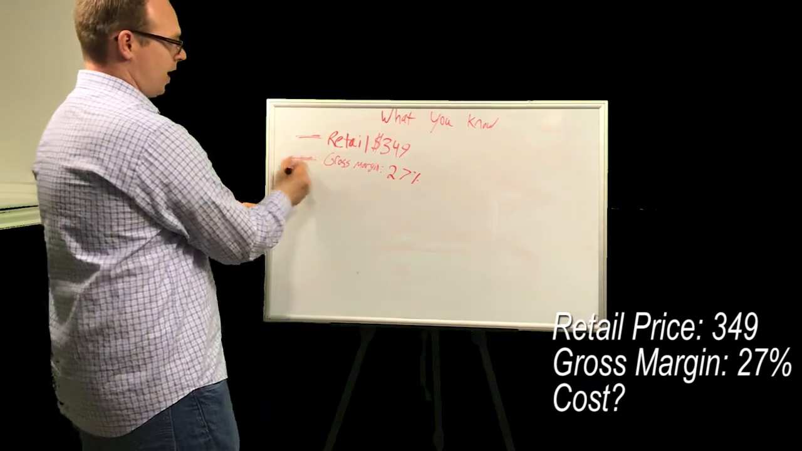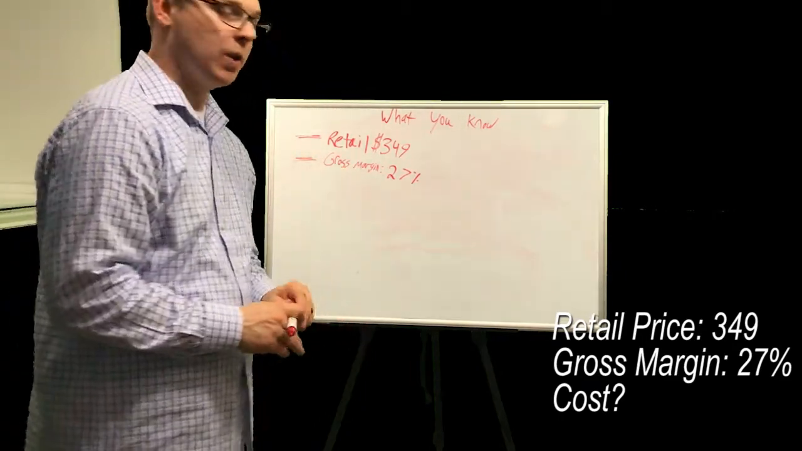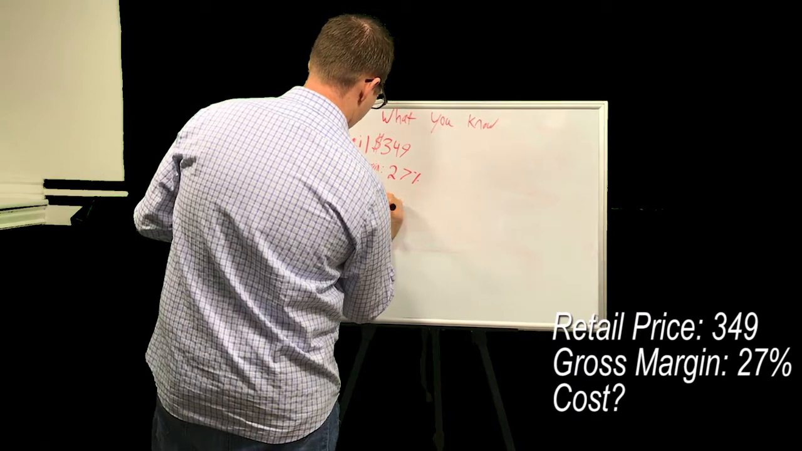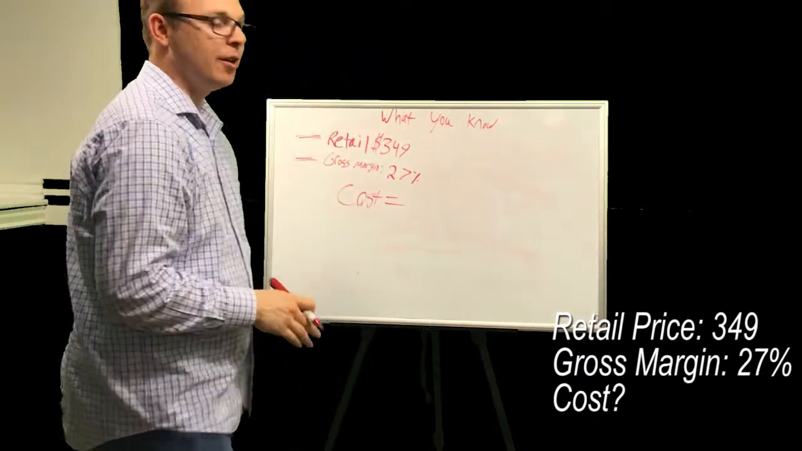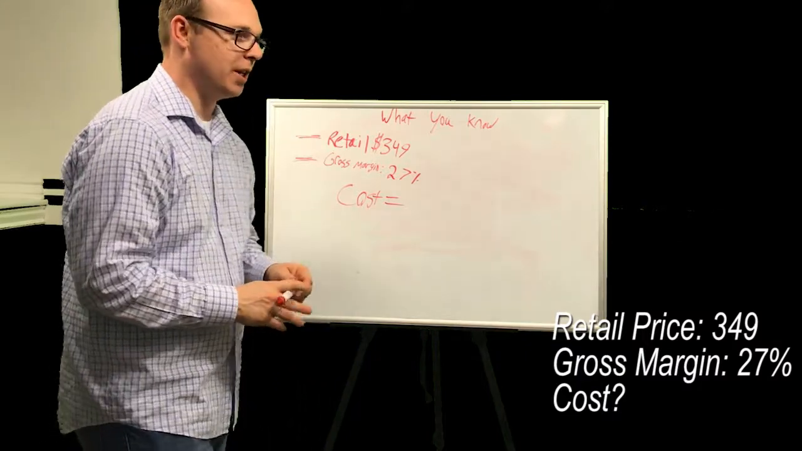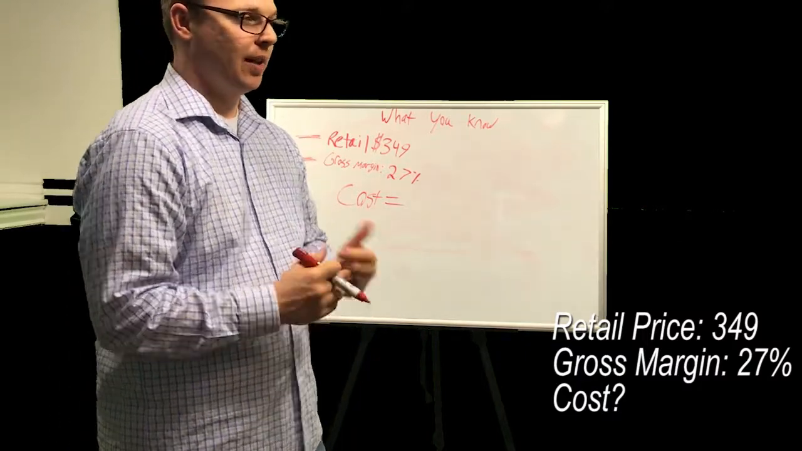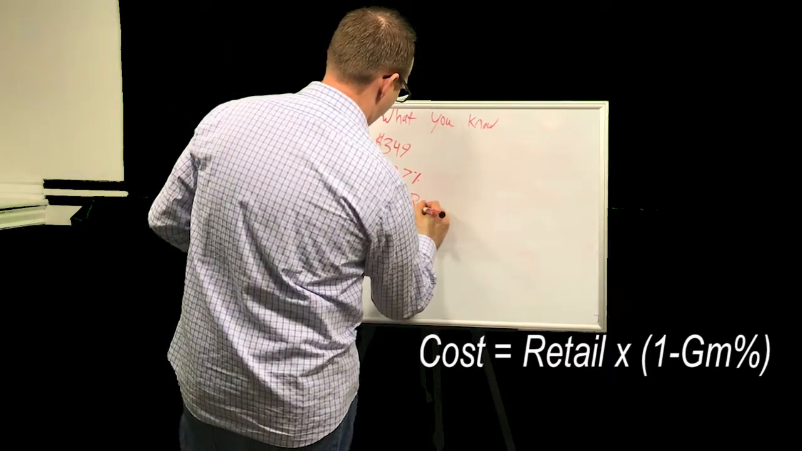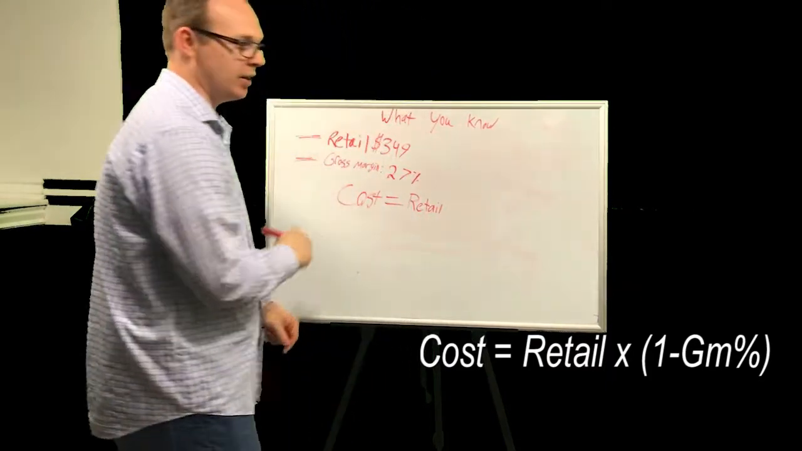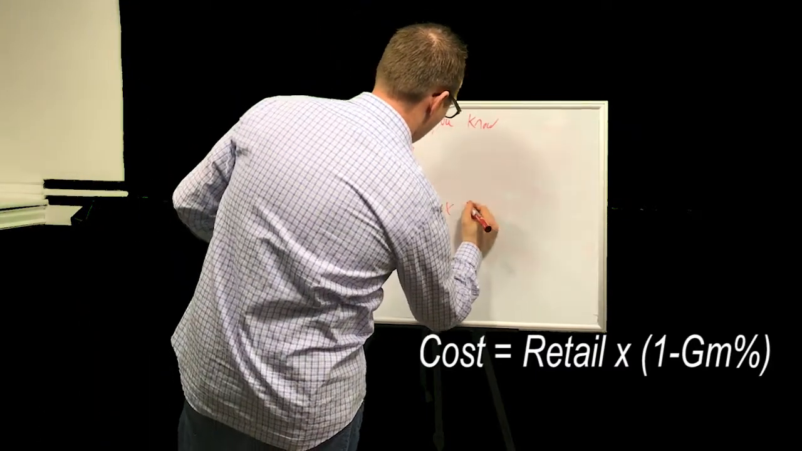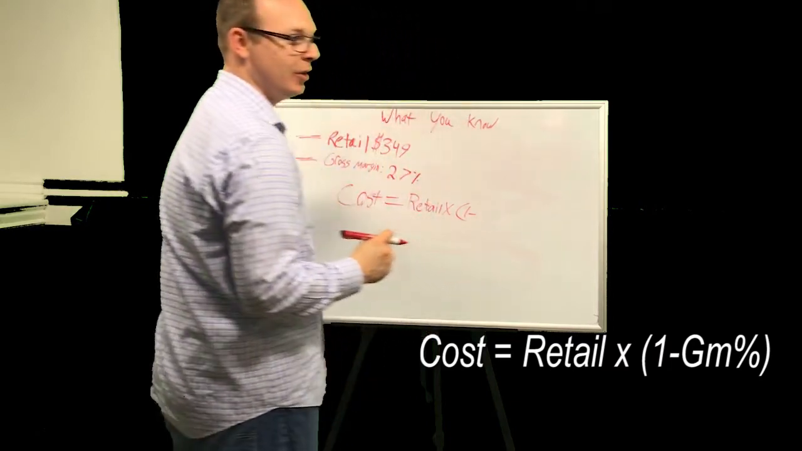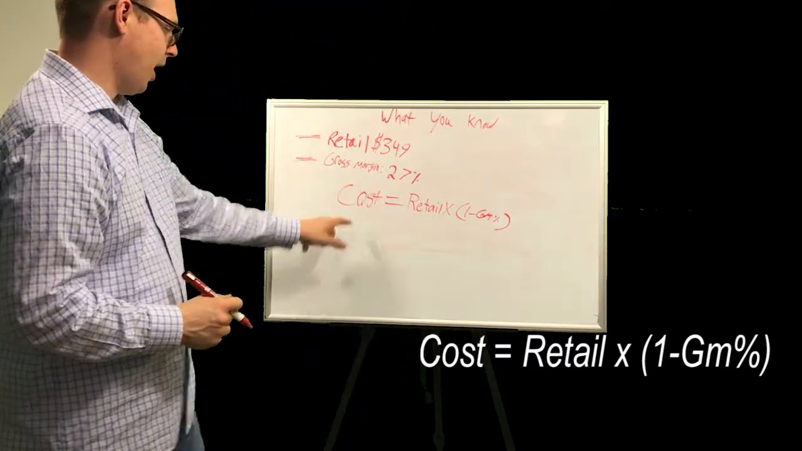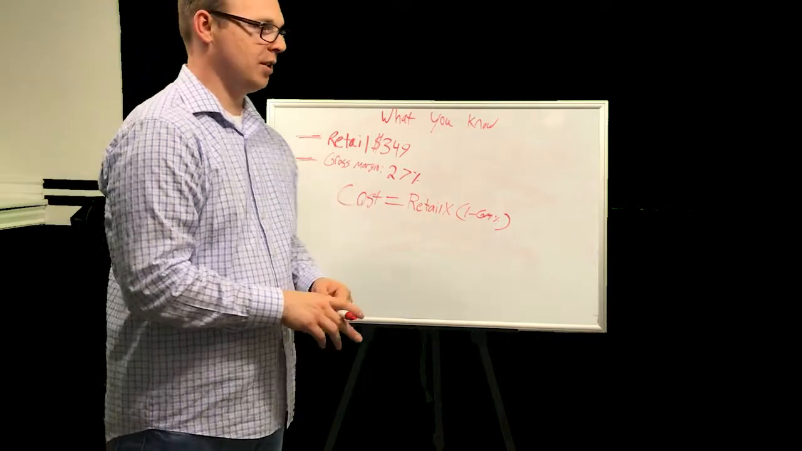So these are the things that you know. You know the retail price, you know the gross margin of 27%. So what is your cost? How do you find cost? Cost equals. Any of you know? I'd be really impressed if you know how to reverse engineer this to find cost. But if you don't know, let's use the formula. Your formula is cost equals retail times one minus the gross margin percent.